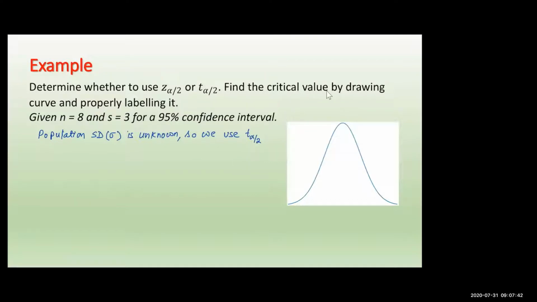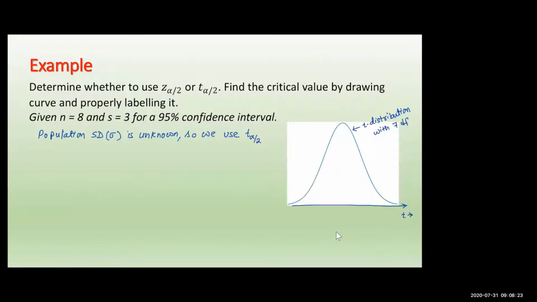We need to find the critical value. So this distribution here is now a T distribution. Whenever we are working on T distribution, we need the degrees of freedom. Here, the value of N is 8. So the degrees of freedom is N minus 1, which is 7. So this distribution is T distribution with 7 degrees of freedom.